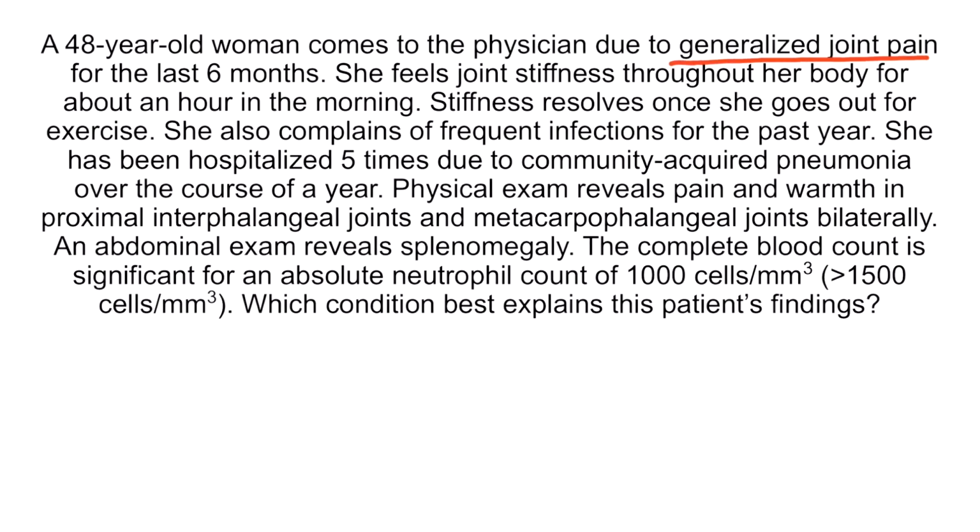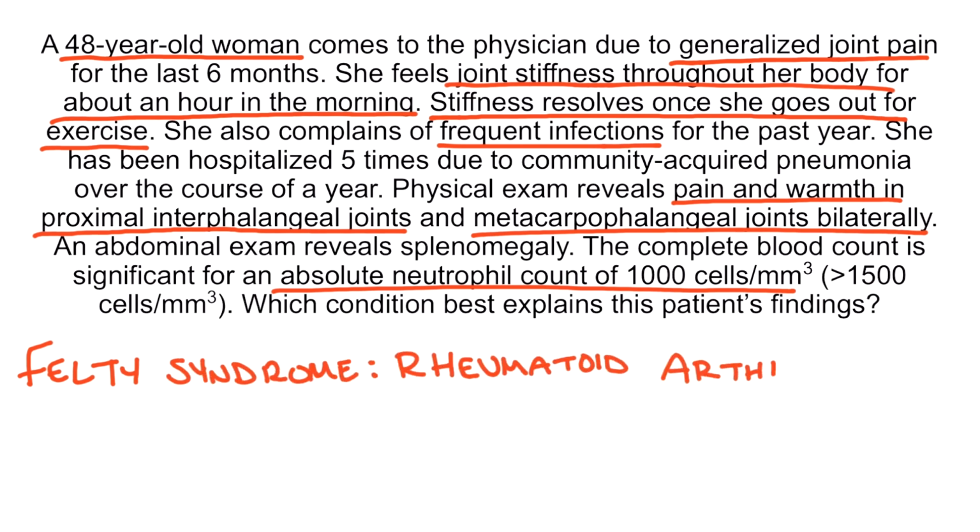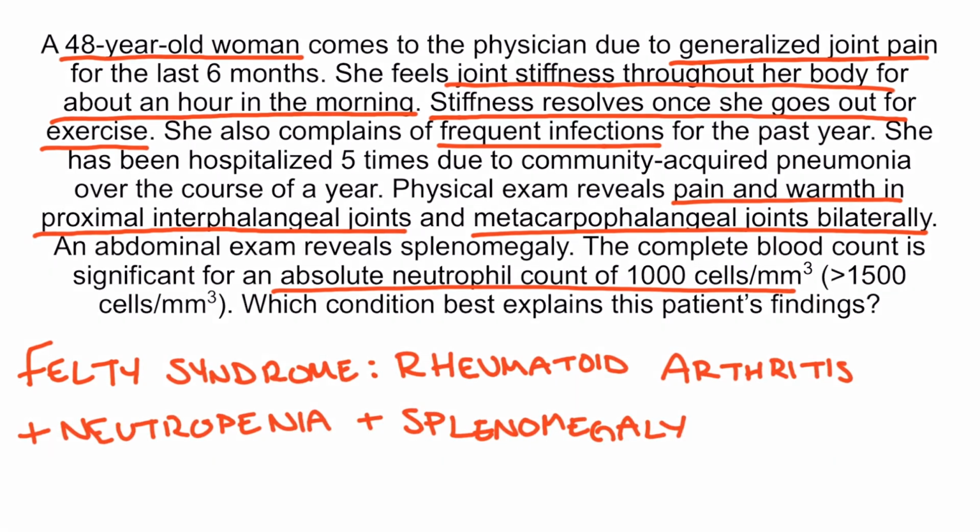So the patient has a generalized inflammatory joint pain evidenced by prolonged morning stiffness that resolves with exercise. There is symmetric pain and warmth in small joints of the hands. These findings in a middle-aged woman suggest rheumatoid arthritis. She has a past medical history of frequent infections and her absolute neutrophil count is less than 1,500. This is consistent with neutropenia. Finally, abdominal exam reveals splenomegaly. A triad of rheumatoid arthritis, neutropenia, and splenomegaly is known as Felty syndrome.